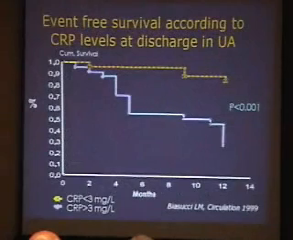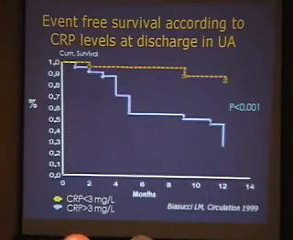Now, these are patients with low levels at discharge, lower than 3 milligrams, and these are with levels higher than 3 milligrams. You see the event-free survival is markedly better in those with low CRP. So these patients presenting with unstable angina with low CRP have a smaller incidence of events than those that have elevated CRP.